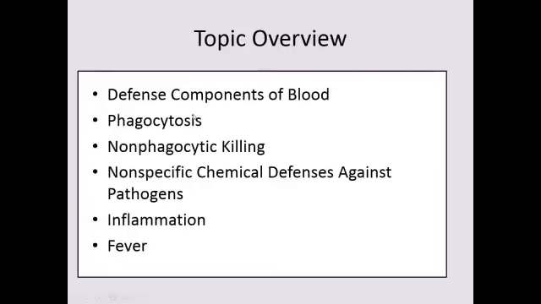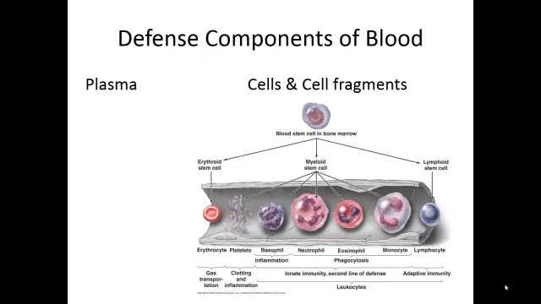In this topic, we're going to discuss the defense components of blood, phagocytosis, non-phagocytic killing, non-specific chemical defenses against pathogens, inflammation, and fever. First, let's talk about blood. Blood comes in 2 parts, the liquid portion, known as plasma, and the solid portion, which comes in the form of cells and cell fragments. We're going to talk about the chemical defense components of plasma later on in this topic. For now, let's go into the cells.